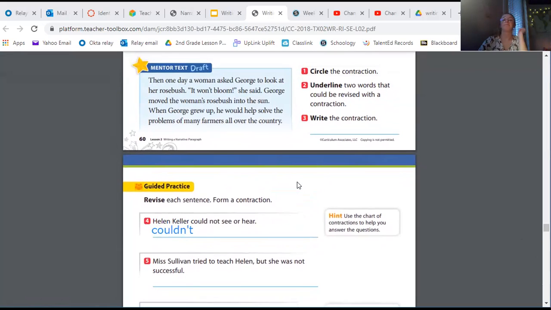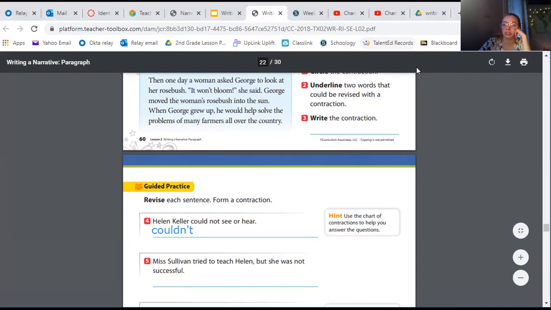Okay. So for number 5, Miss Sullivan tried to teach Helen, but she was not successful. She was not successful. Go ahead and try to find the two words on your own and write your contraction down here. Then we'll go over it together.